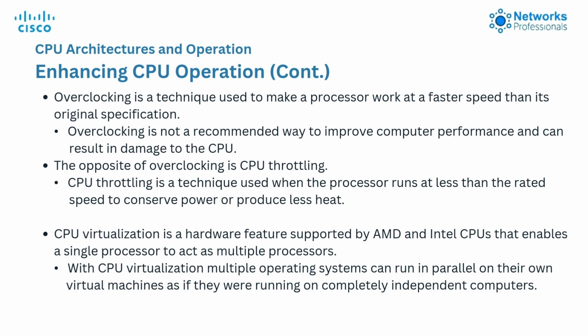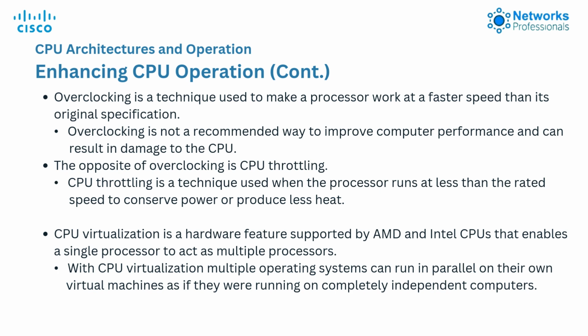Overclocking is a technique used to make a processor work at a faster speed than its original specification. Overclocking is not a recommended way to improve computer performance and can result in damage to the CPU. The opposite of overclocking is CPU throttling. CPU throttling is a technique used when the processor runs at less than the rated speed to conserve power or produce less heat.